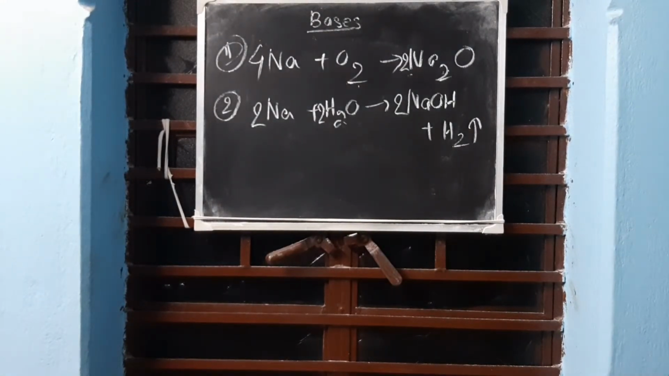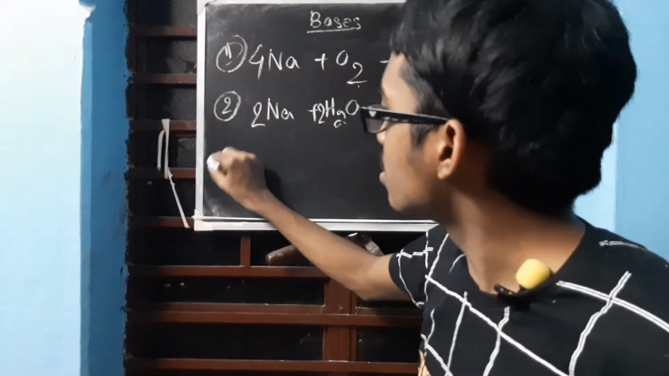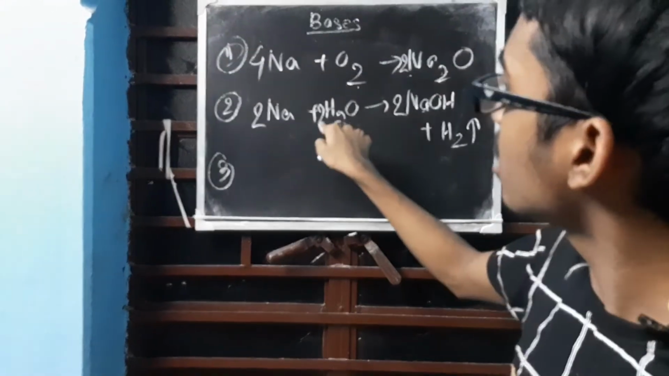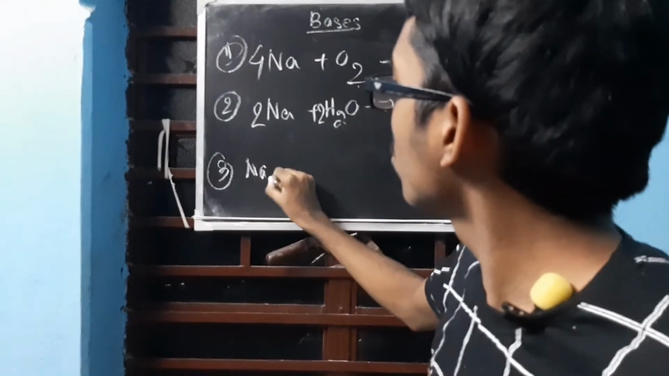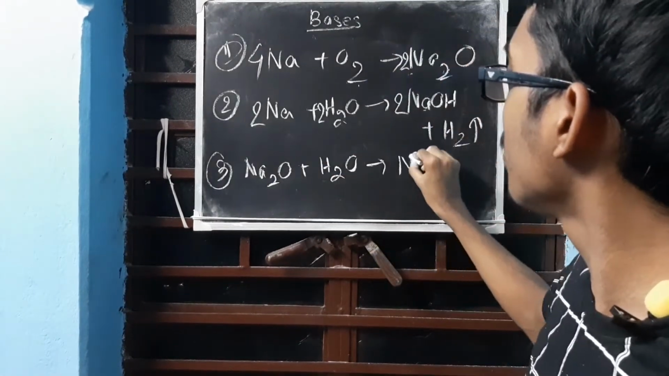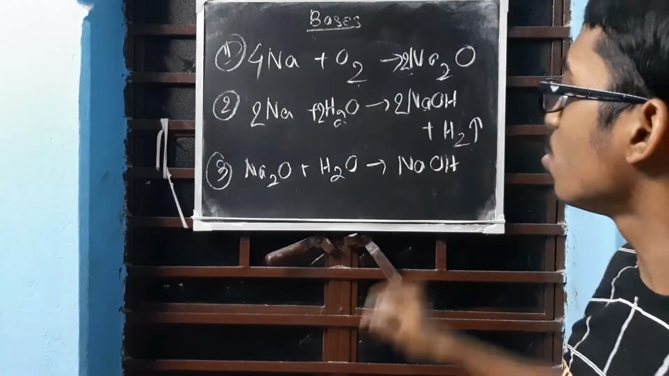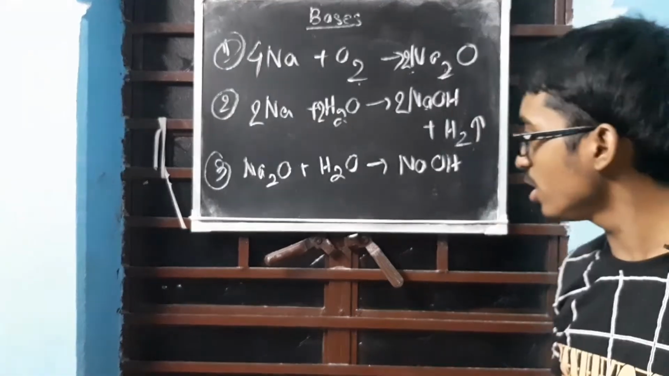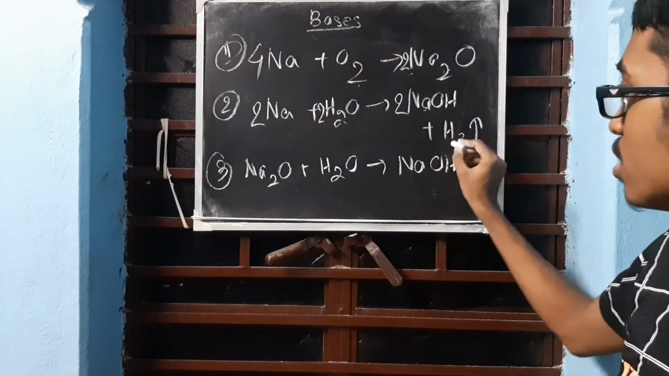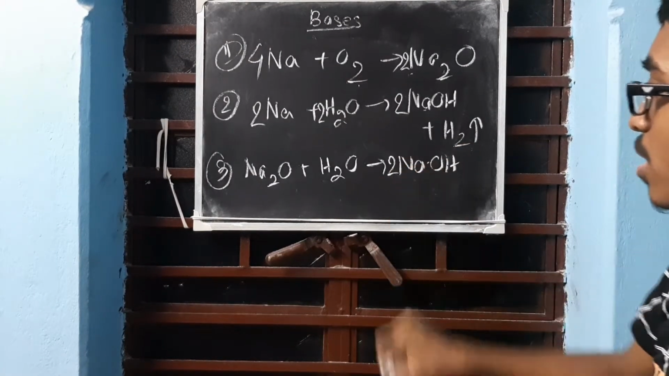Okay. Next is action of water on oxides. Now this product can also be obtained by reacting the oxide with water. How? Na2O plus H2O will also form NaOH, but in this case there will be no hydrogen gas evolved, only NaOH will be the product. Clear?